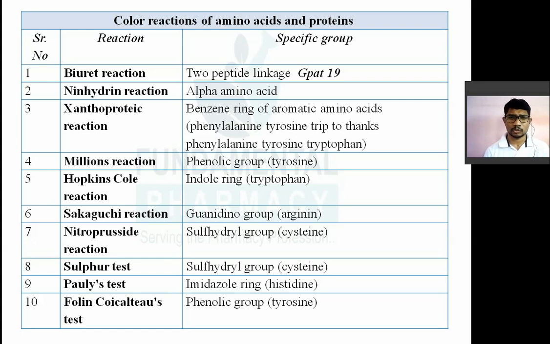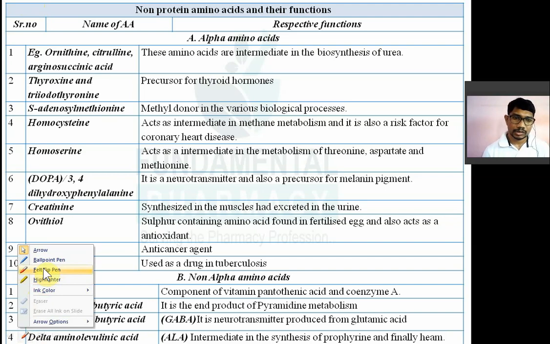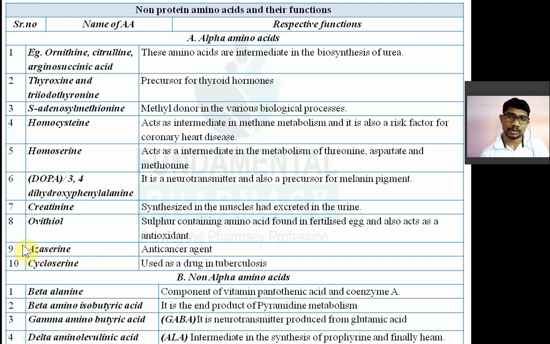So what are these? So for example, first one is ornithine, citrulline, and argininosuccinic acid. So these are the three amino acids. They are non-protein alpha amino acids. Okay. So these are the amino acids which are the intermediates in the urea cycle.